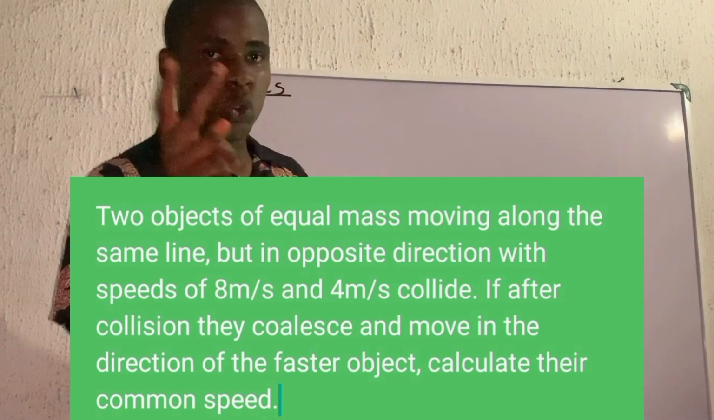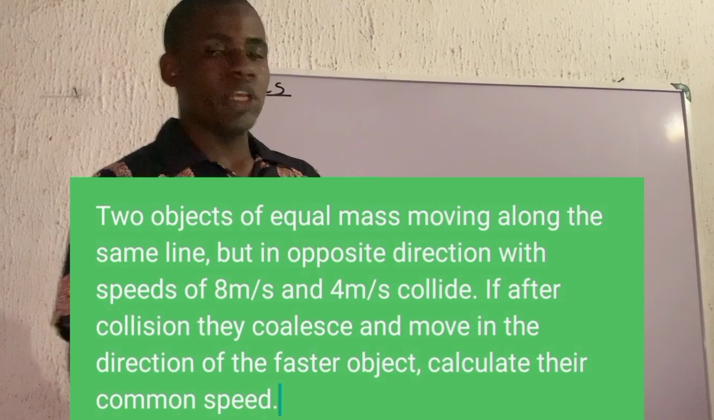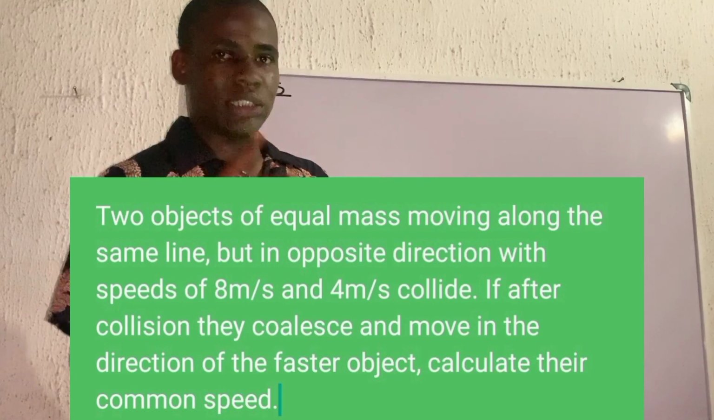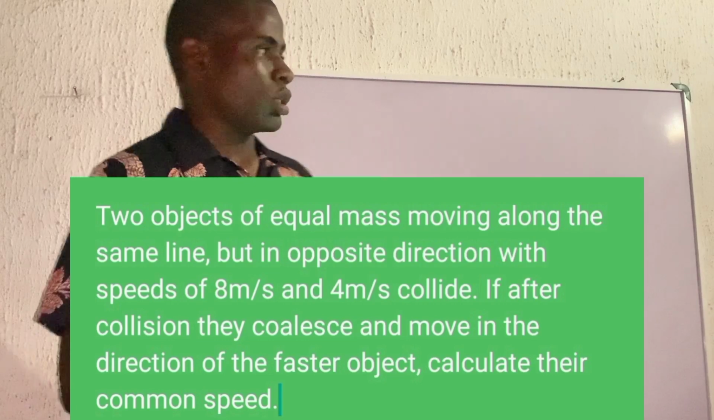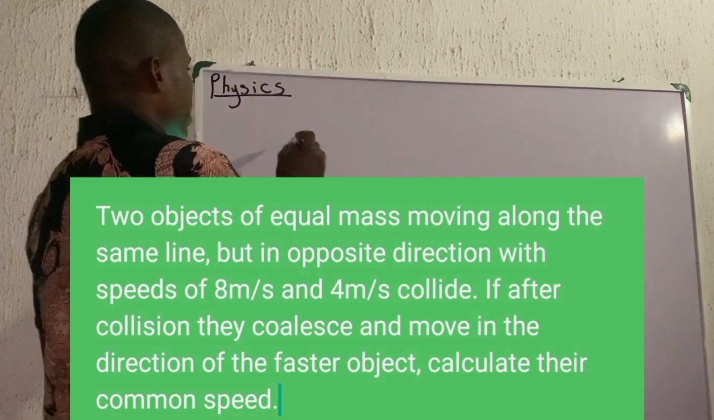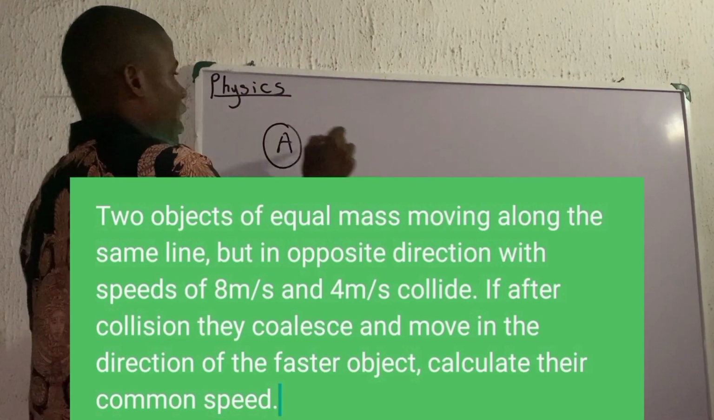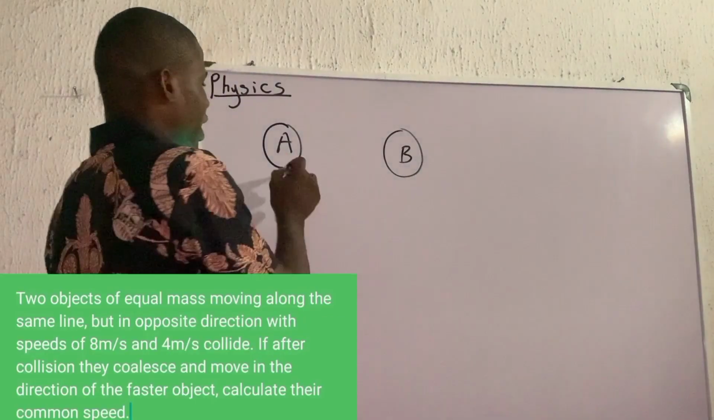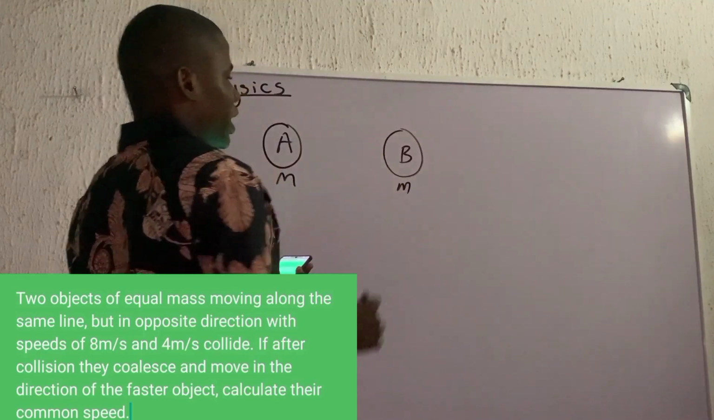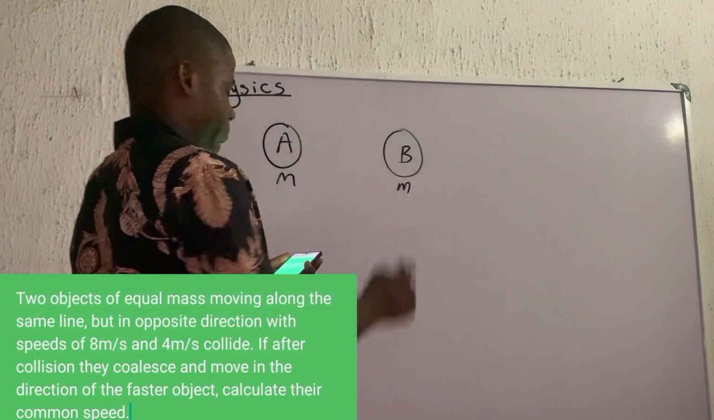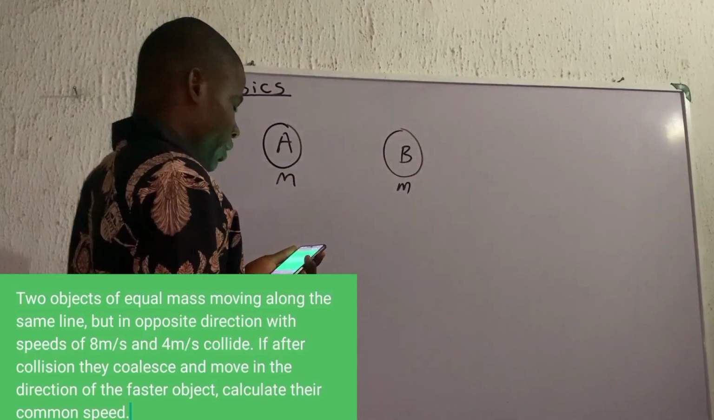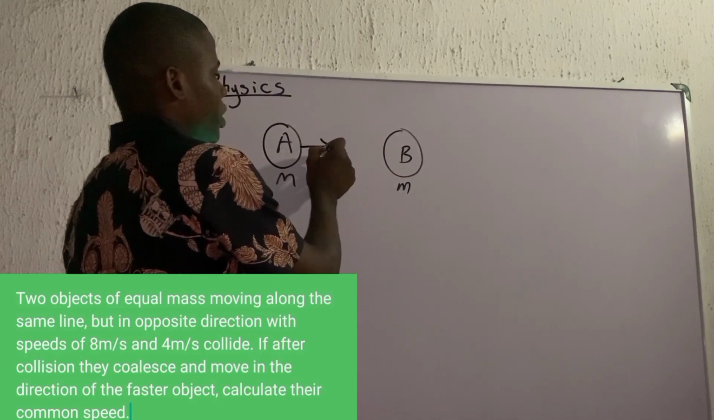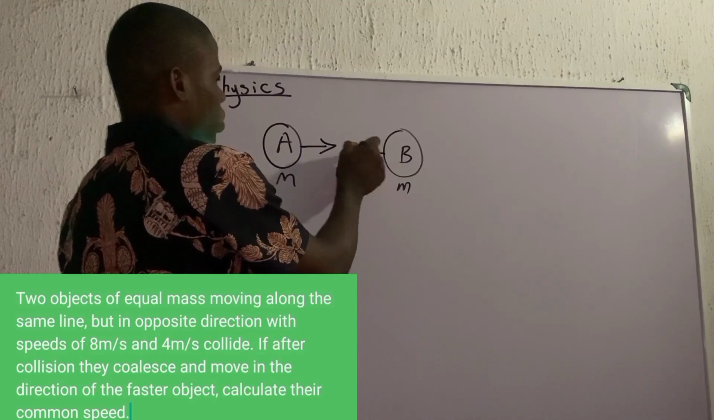So I'm having two equal masses moving along the same line. So I have two objects. They have the same mass. They are moving in opposite directions. So let's assume that we have mass A and mass B. One thing common is that they have the same mass, and let's call their masses M. Does it make sense? So they are in opposite directions, so that mass A is moving towards B and mass B is moving towards A.